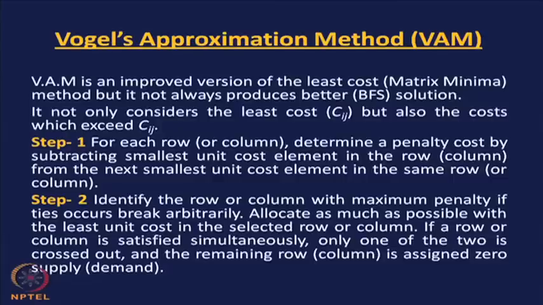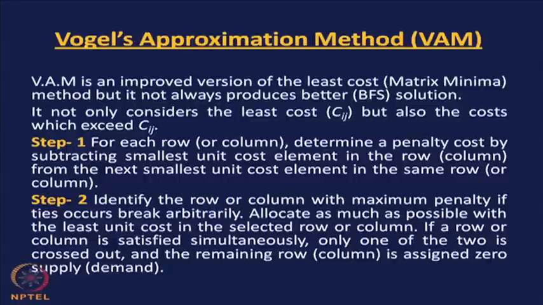So, in the last class we started the transportation problems. We are trying to find the initial basic feasible solution by different methods like the northwest corner rule, row minimum, matrix minimum, and the least cost matrix method. We will do the last one today, that is the VAM, Vogel's approximation method. Let us see what the VAM says.